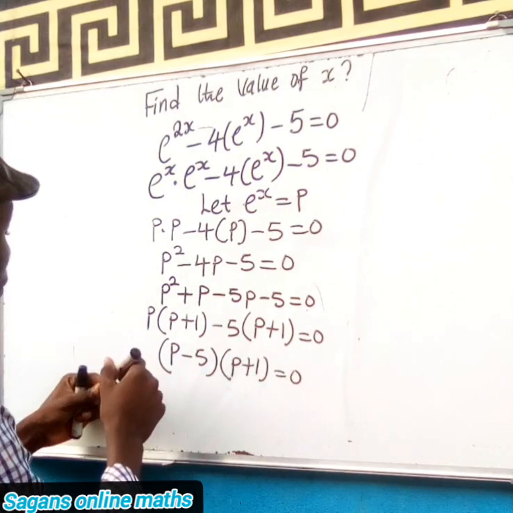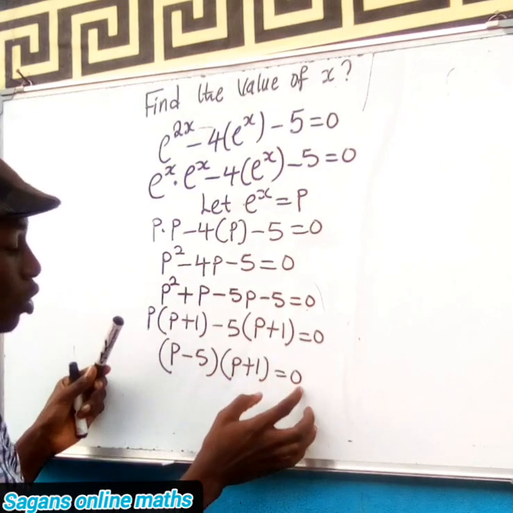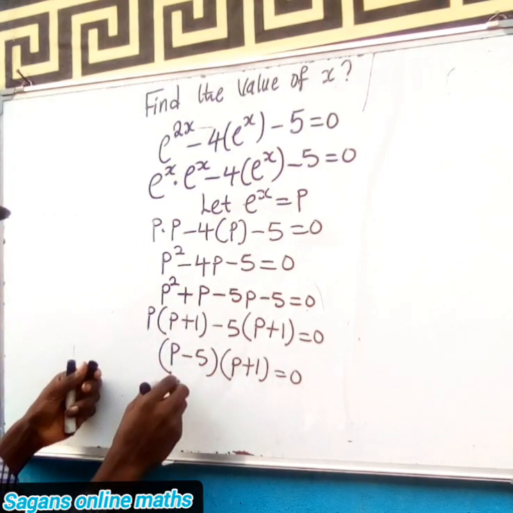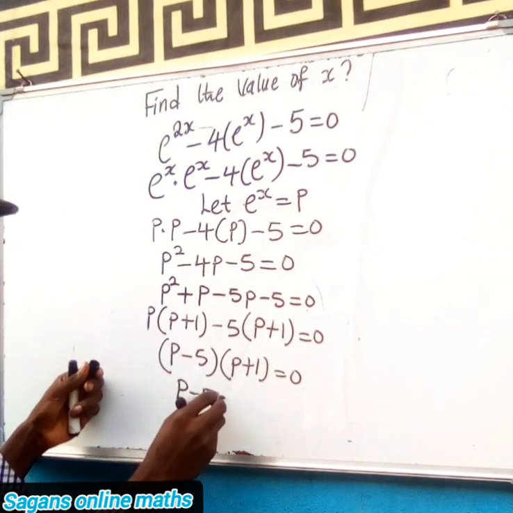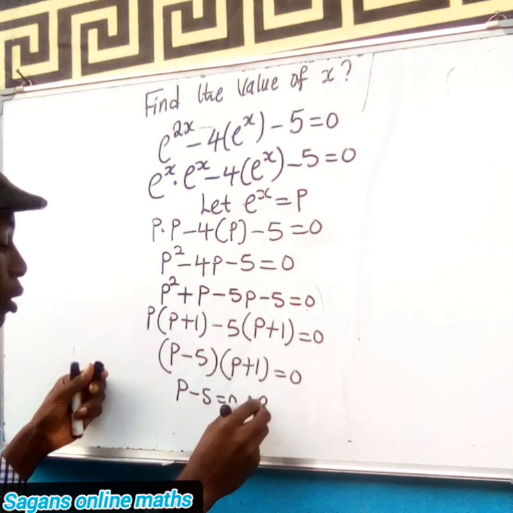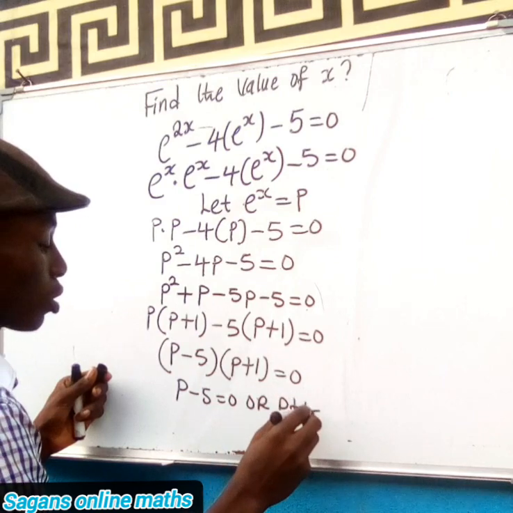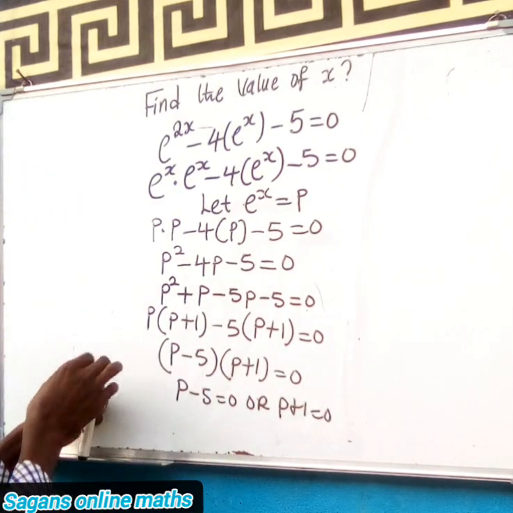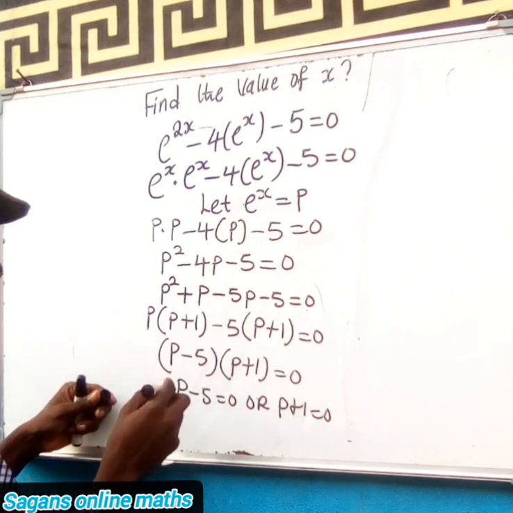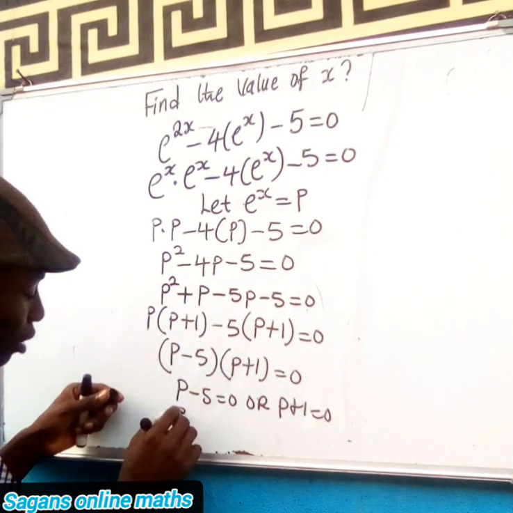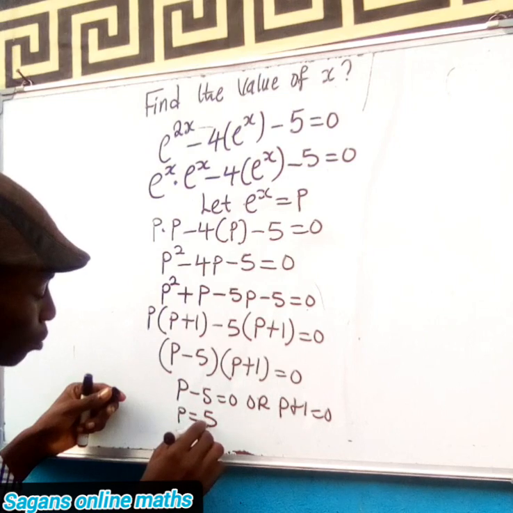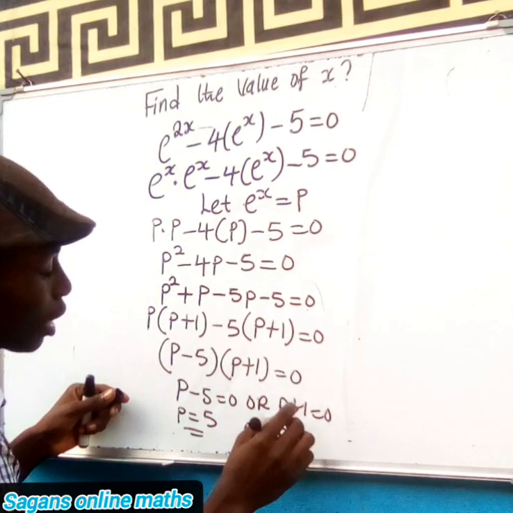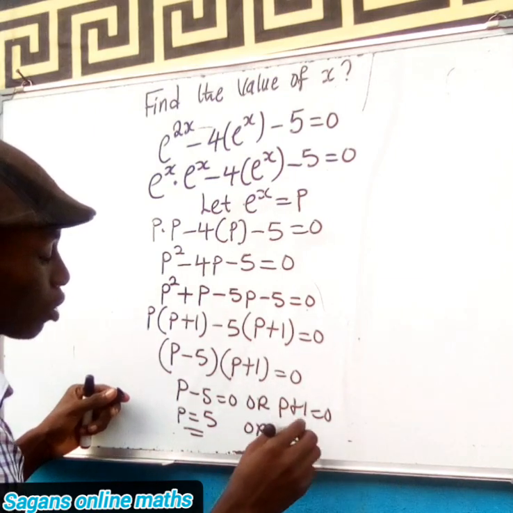Now when the product of two things is equal to 0, it means that either one of the parentheses is equal to 0. So p minus 5 equals 0, or p plus 1 equals 0. Now you can see that we are going to a simple linear equation. Here we are going to add 5 to both sides, so p equals 5. Or here, by subtracting 1 from both sides, p equals minus 1.